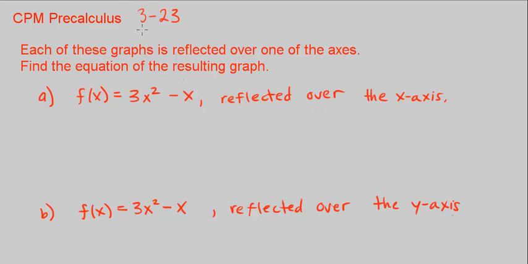This is CPM Precalculus, Chapter 3, number 23. Each of these graphs is reflected over one of the axes. Find the equation of the resulting graph. So for A, we have the function f(x) = 3x² − x.